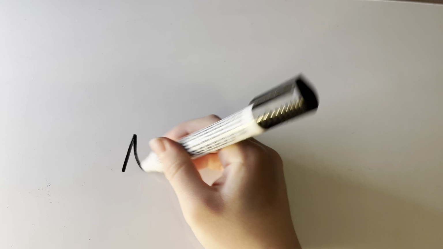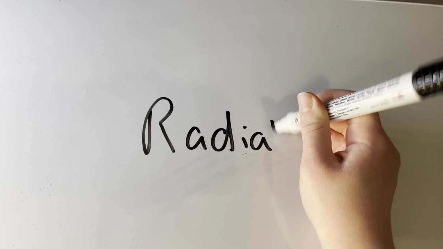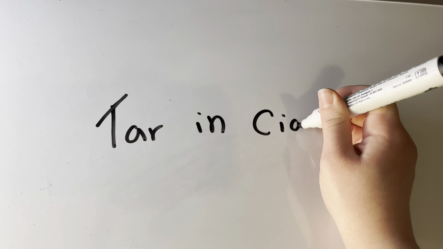These mutations could occur for no apparent reason. However, they can also occur from being exposed to lots of radiation or consuming lots of tar inside of cigarettes.